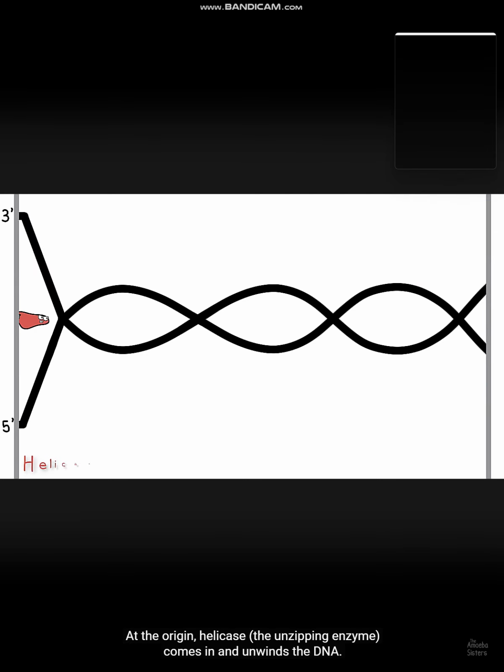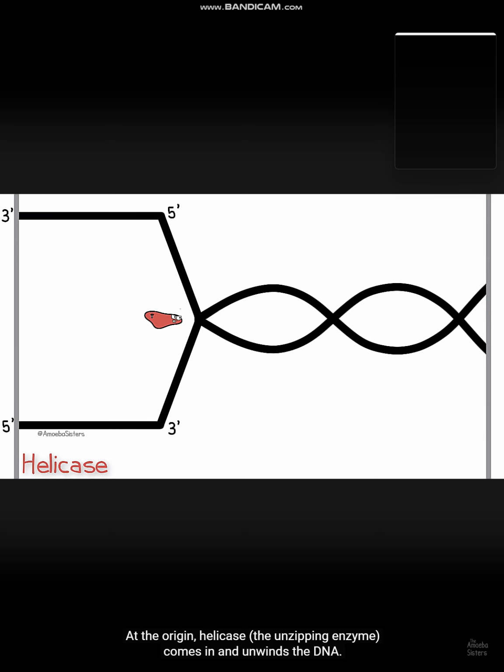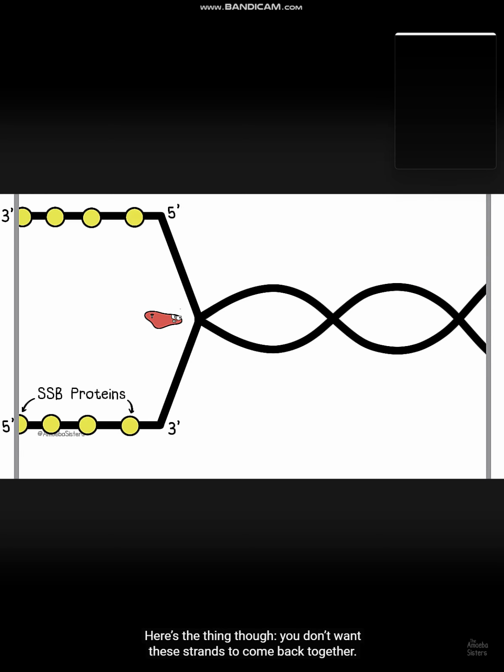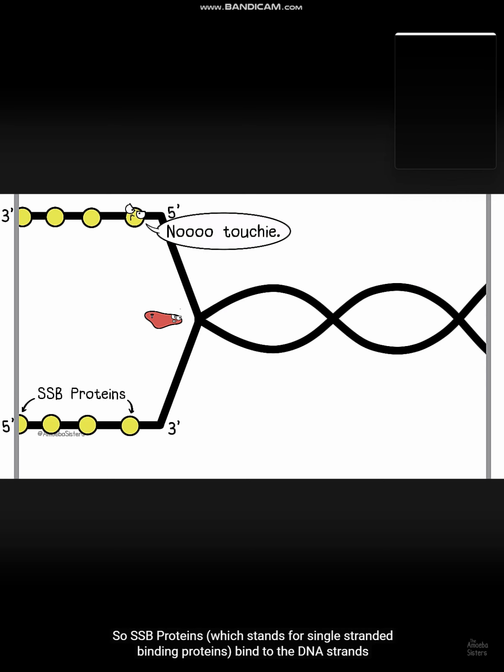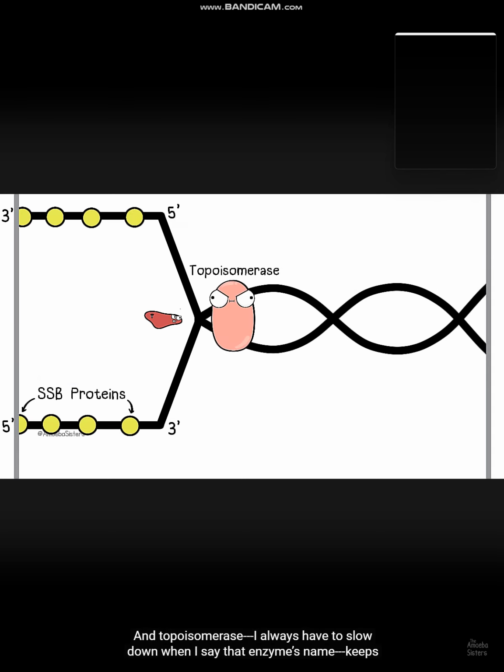At the origin, helicase, the unzipping enzyme, comes in and unwinds the DNA. Here's the thing though, you don't want these strands to come back together. So SSB proteins, which stands for single-stranded binding proteins, bind to the DNA strands to keep them separated. And topoisomerase, I always have to slow down when I say that enzyme's name, keeps the DNA from supercoiling.